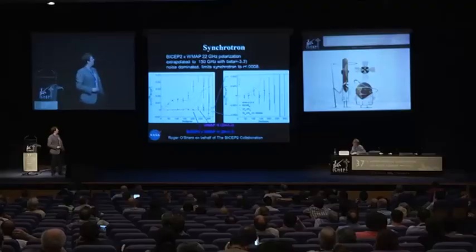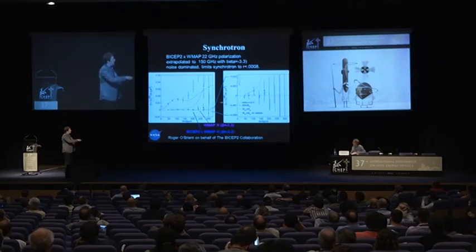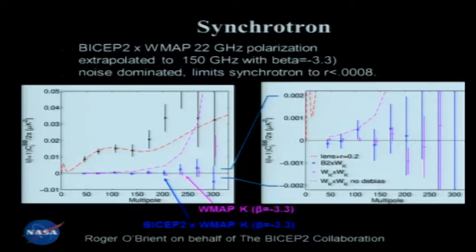Synchrotron, that's fine. WMAP maps polarization at 22 gigahertz, so it's very sensitive to synchrotron. If we scale that up to our frequency band in our field, we see that it greatly underpredicts the measured signal, and more importantly, the cross-correlation is consistent with zero. So that's not really a good explanation.